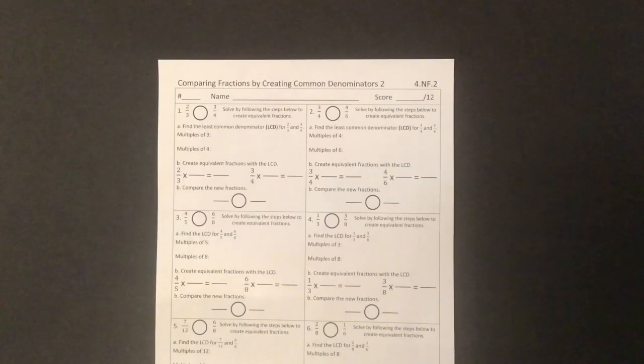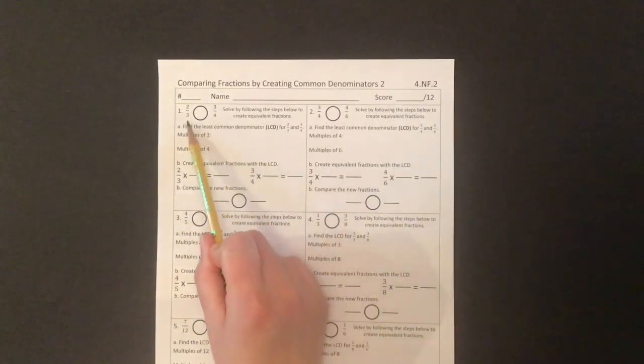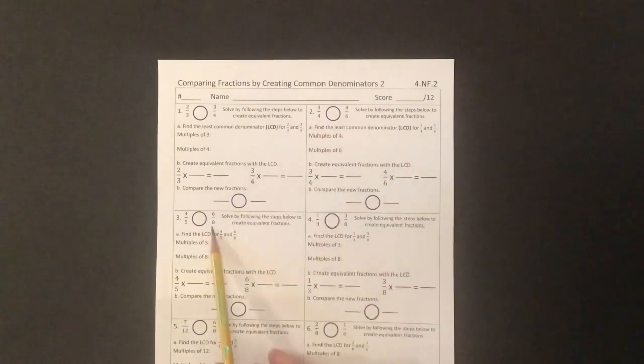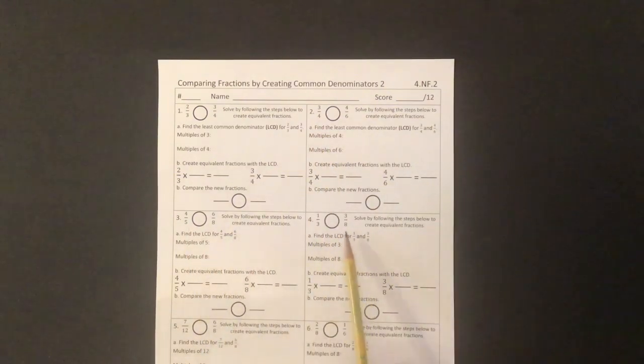The fraction amounts that we're comparing today do not have denominators that are related through multiplication. So for example, 4 is not a multiple of 3, 6 is not a multiple of 4, 8 is not a multiple of 5, 8 is not a multiple of 3. We're going to really have to think about the multiples and find a common denominator. This just takes some practice, so let's go ahead and get started.